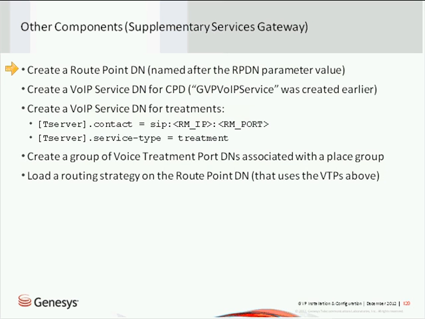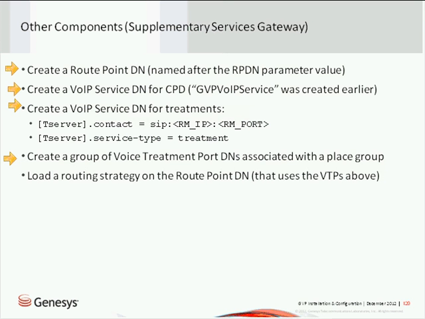So, briefly, you create the route point DN. You're supposed to create a VoIP service DN for call progress detection. We made that GVP VoIP service DN at the very start of this, so you can use that for this. It should work. I should also create a VoIP service DN for treatments, although I don't actually recall ever having used this DN. It only has two basic parameters.